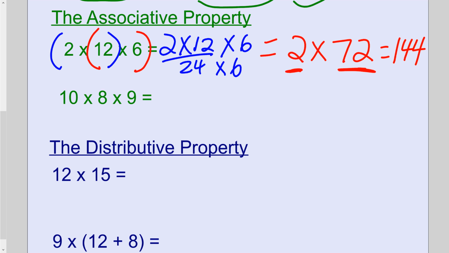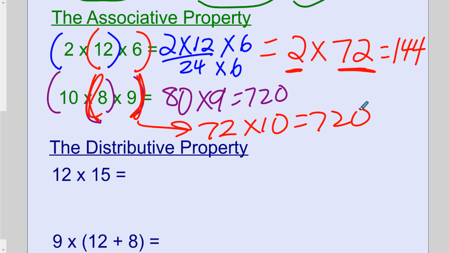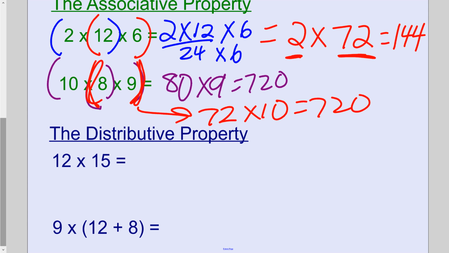10 times 8 times 9. Now this one isn't quite as obvious because 10 times 8 isn't so bad. That's 80, and then do times 9, which is 720. Or I could do the 8 times 9 first here. And if I do 8 times 9 first, I'm going to get 72, and then do that times 10 and get 720. So the associative property at this point doesn't really make much of a difference. However, knowing that associative property, I can make the choices to which way I think is best. So that's the associative property.